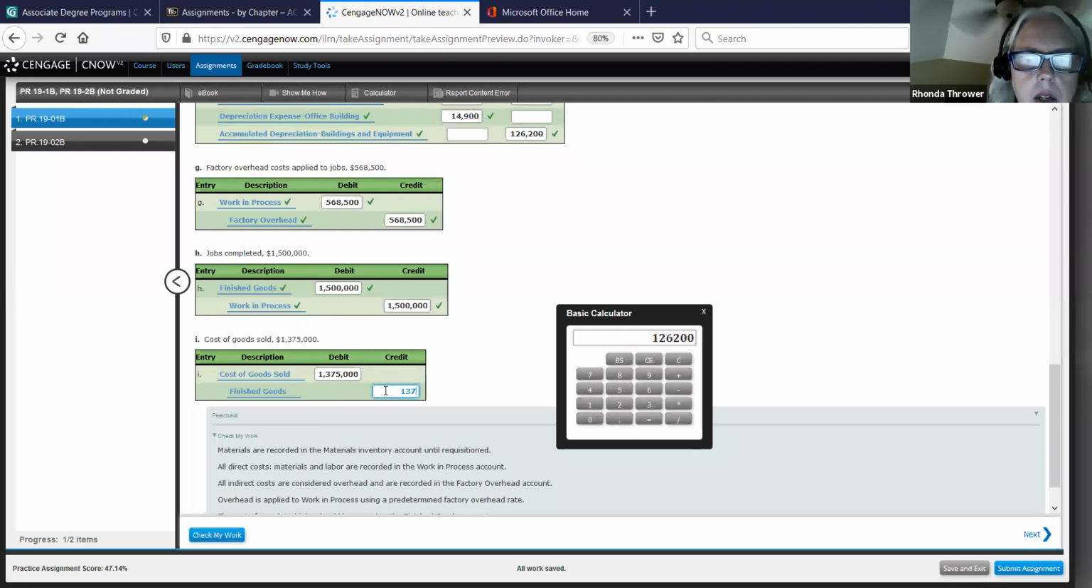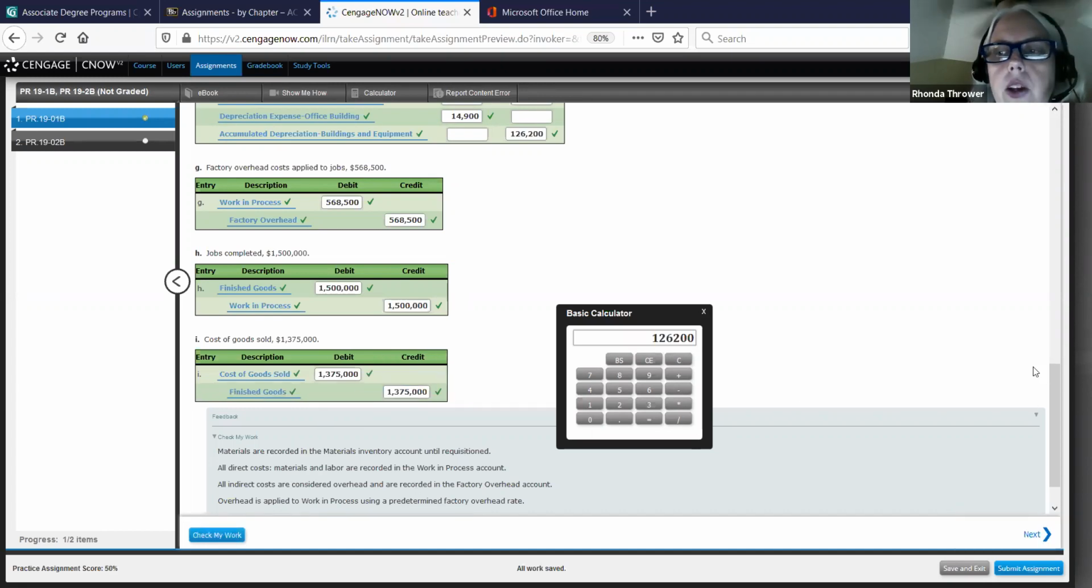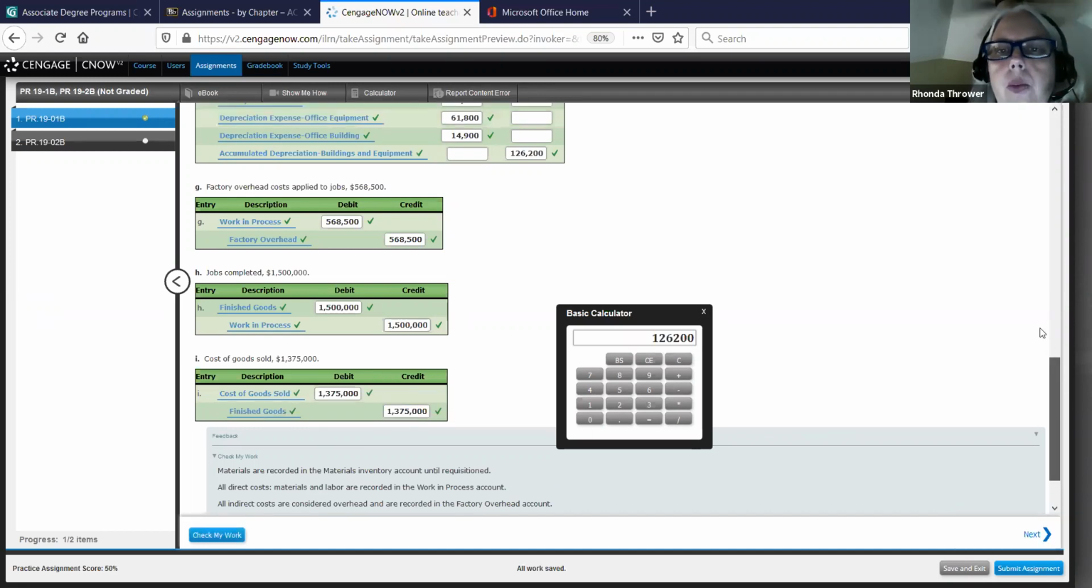What's missing here is another journal entry that they didn't ask you for whatever reason, but you should have a debit to maybe accounts receivable or cash and a credit to sales that goes along with this for the marked up price, but they did not ask you to do that. That's how you do the journal entries for this particular problem.